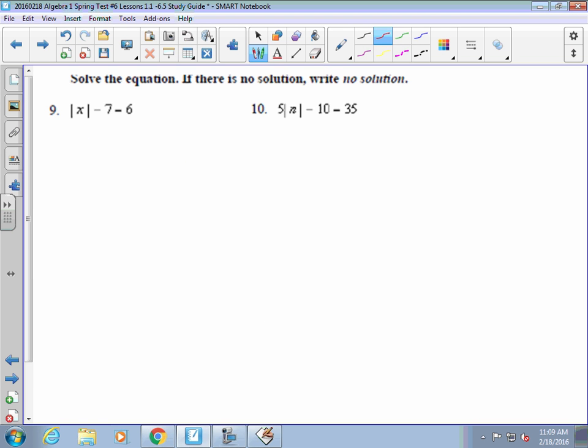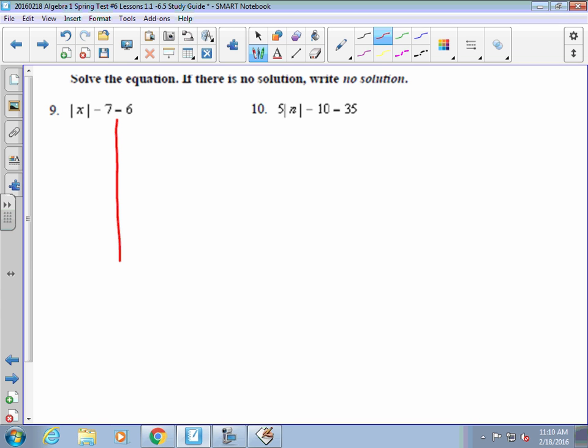Number 9 says to solve these equations. If there's no solution, write no solution. The absolute value of x minus 7 is equal to 6. Remember, before we try to undo what's inside that absolute value symbol, we have to simplify that whole side, or get on that left side of that equation, get the absolute value all by itself.